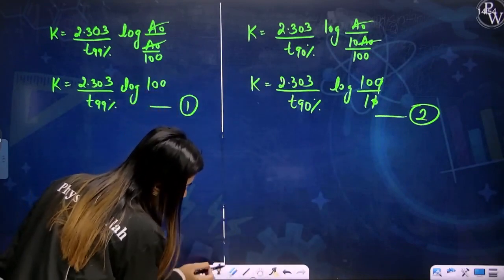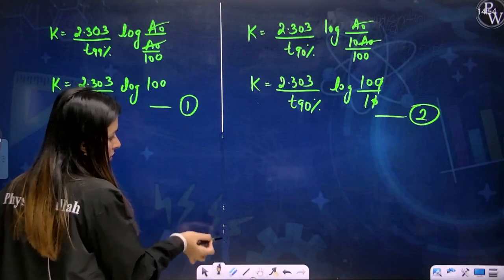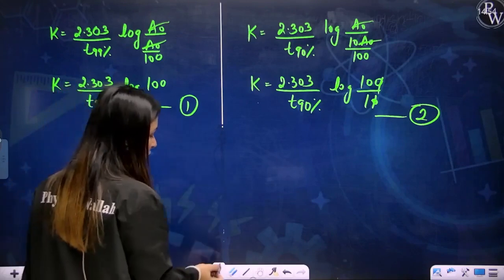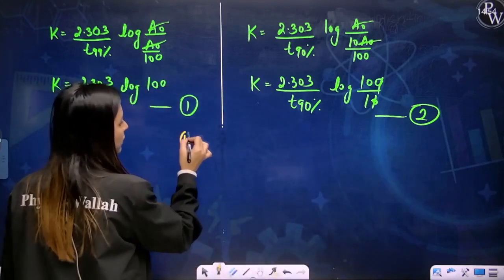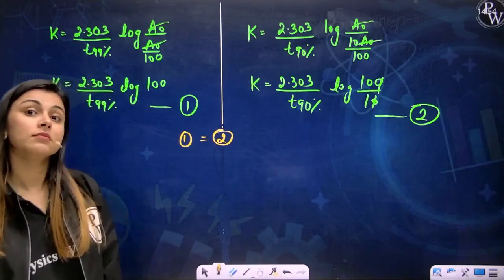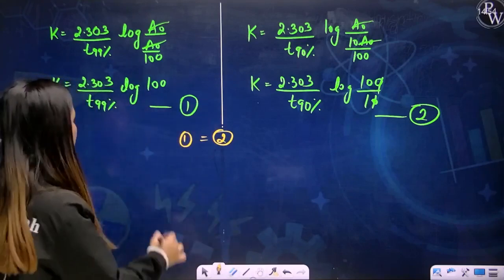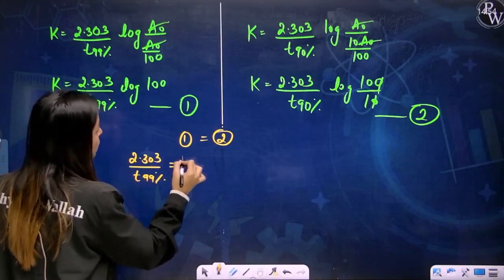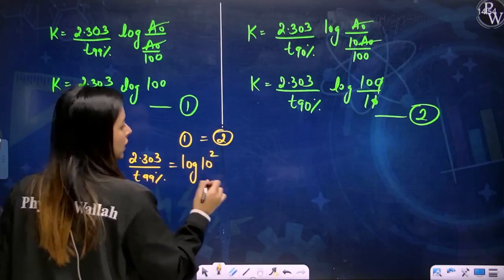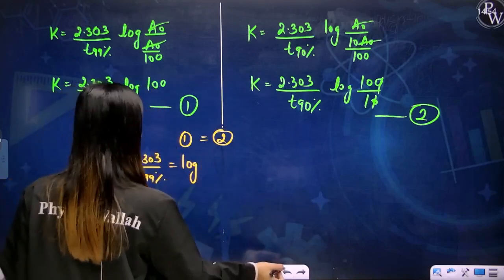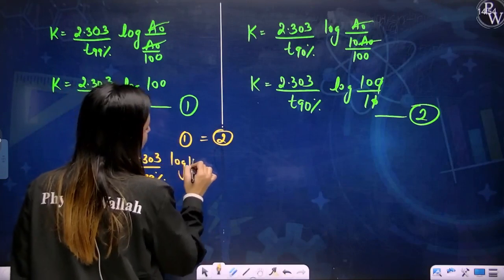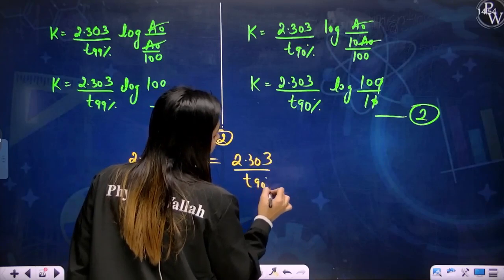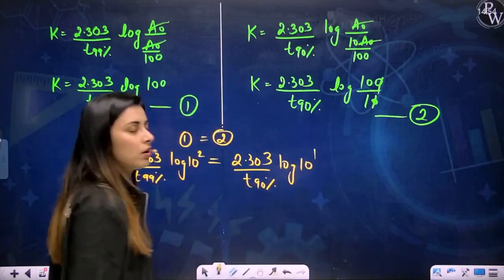I have to erase this line. Yes, perfect. So my dear students, can I say that equation 1 will be equal to equation 2, because both the rate constants are same? So let's equate both of them. 2.303 upon t 99% log 10 power 2 is equal to 2.303 upon t 90% log of 10 power 1.